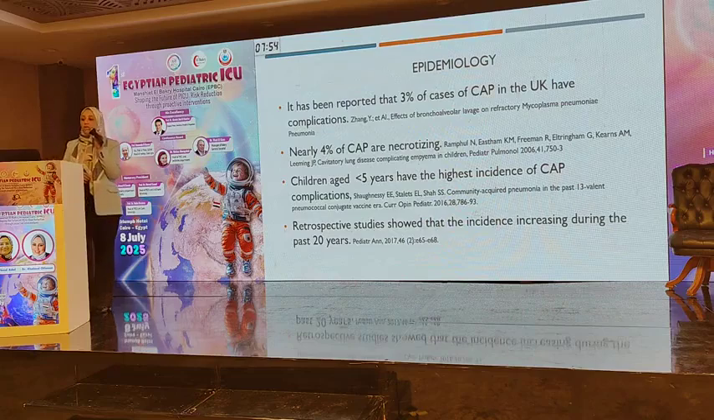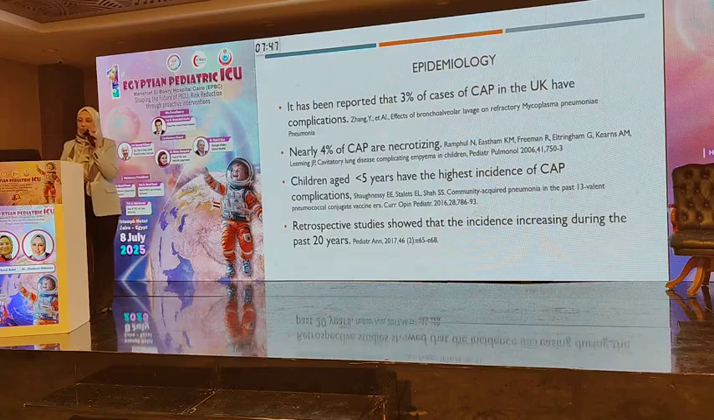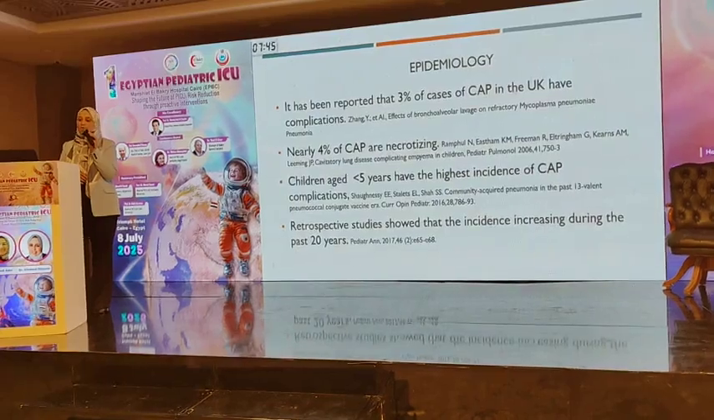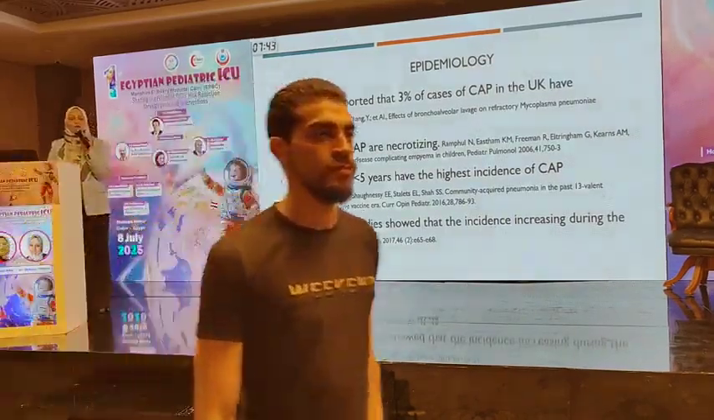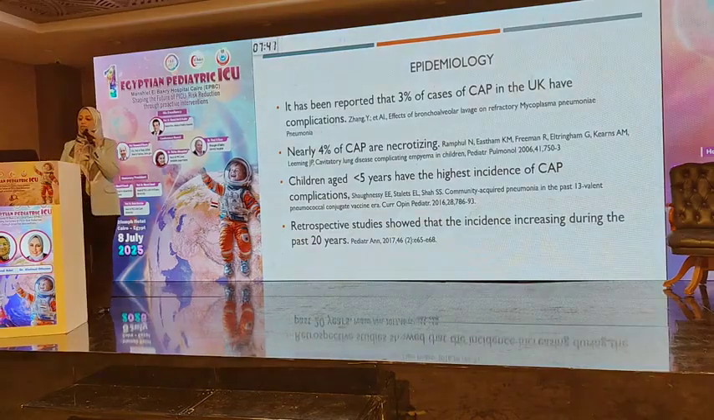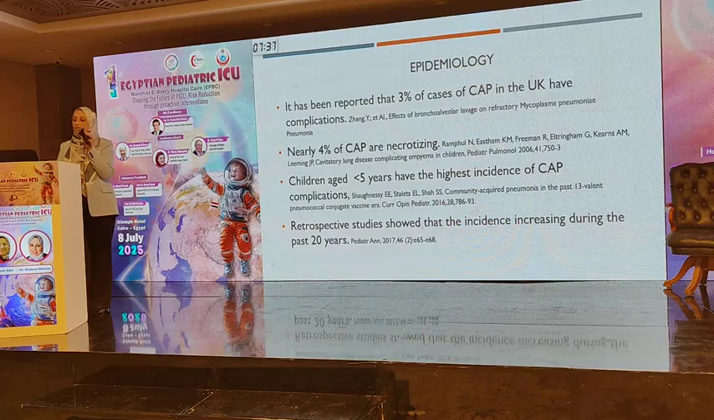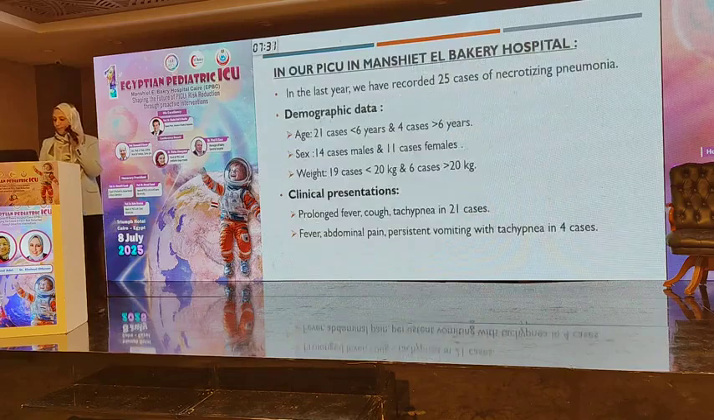According to epidemiology, a report last year stated that 3% of cases of community-acquired pneumonia in the UK have complications, and nearly more than 4% of community-acquired pneumonia cases are necrotizing. Children aged less than 5 years have the highest incidence of community-acquired pneumonia complications, and a retrospective study shows the incidence increasing during the past 20 years.